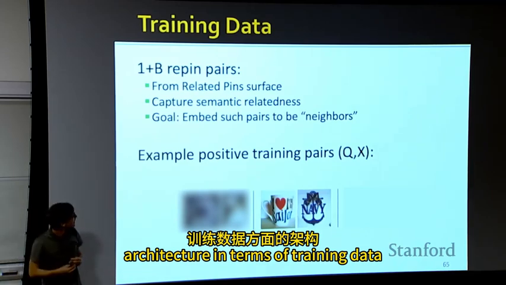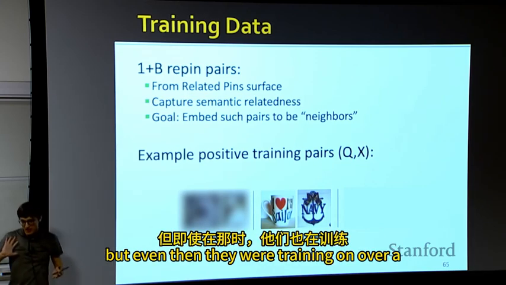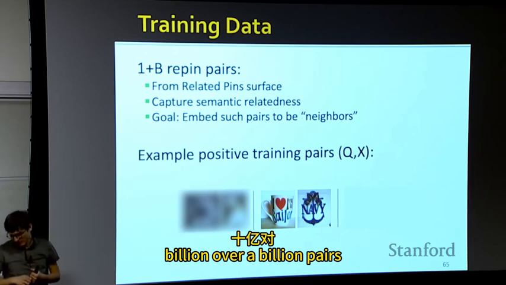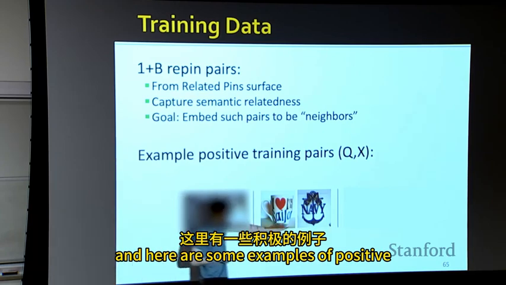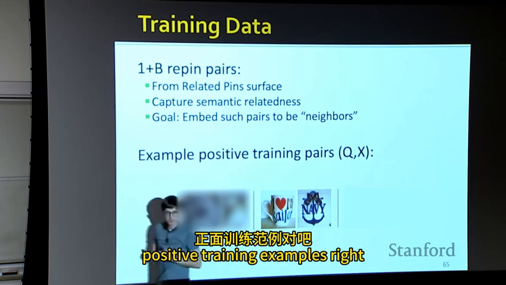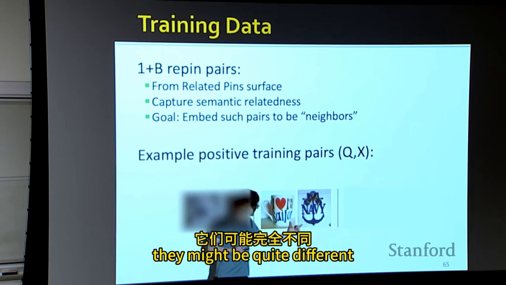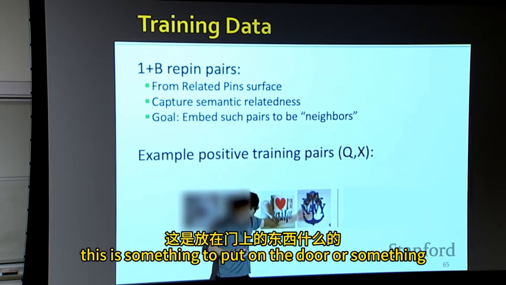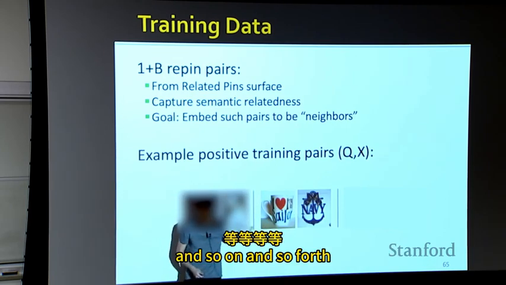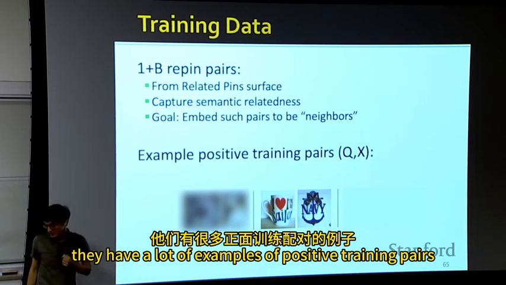In terms of training data, this was a few years back, but even then they were training on over a billion pairs. And here are some examples of positive training examples, right? And what's interesting is that sometimes they might be quite different, but they are related, right? This is about sea, and this is sailors, here is Navy, even though this is something to put on the door or something, and here's a mug, and so on and so forth. So they have a lot of examples of positive training pairs.